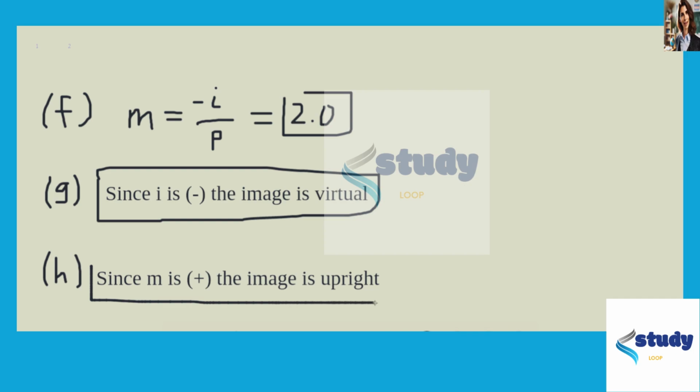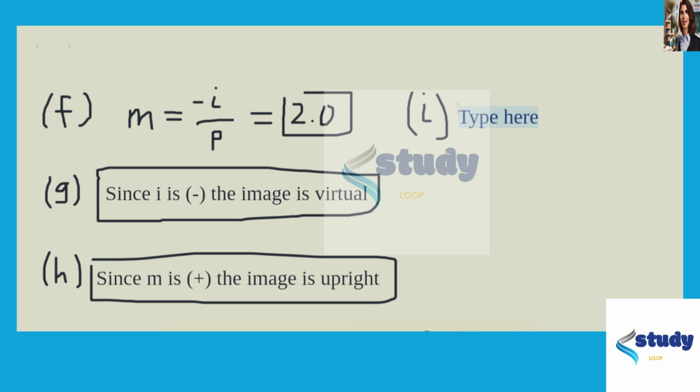And then the last part is part I. We can work that out over here. It wants to know if the image that is produced is on the same side as the object that produced the image or the opposite.